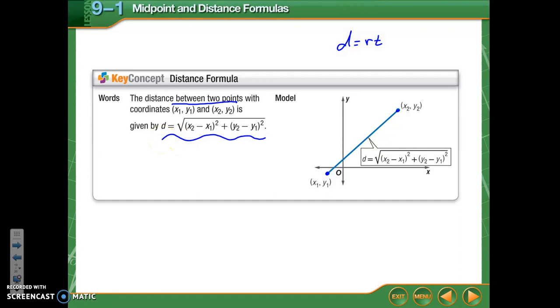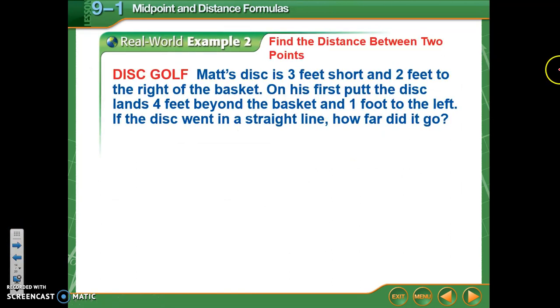Remember that that comes from the Pythagorean theorem, right? It has to do with the distance along the x and the distance along the y. So to get the straight line distance between the 2 points, the distance formula comes from the Pythagorean theorem. So here we're going to find the distance between 2 points in a word problem. Matt's disc is 3 feet short and 2 feet to the right of the basket. On his first putt, the disc lands 4 feet beyond the basket and 1 foot to the left. If the disc went in a straight line, how far did it go?